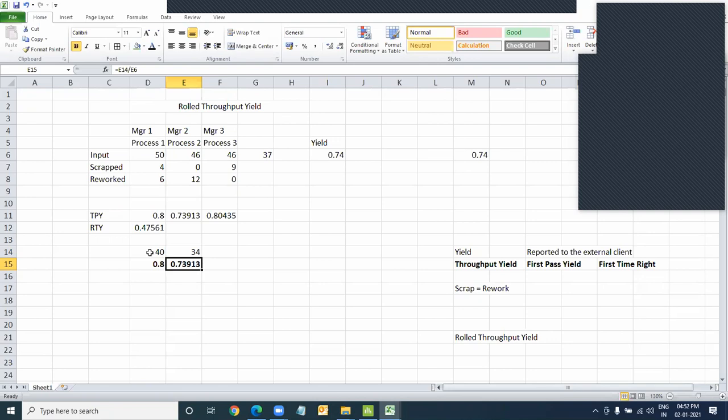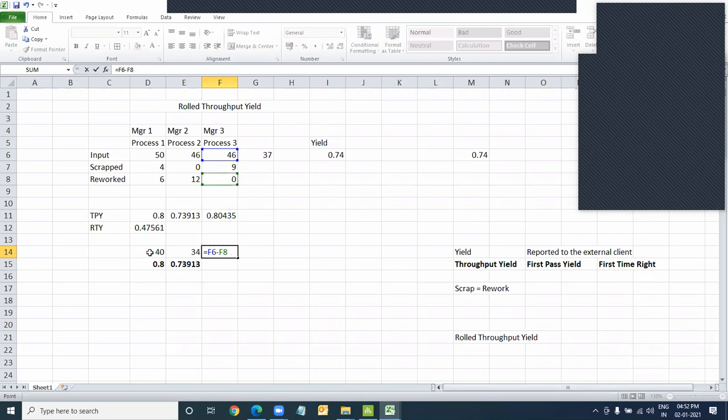Practically, you are the one who's slowing my process. You have only 73, roughly 74%, of net error free output. The remaining 26% you are creating error, either in terms of scrap or rework, but you are creating a lot of mess. Let's look at the third manager.